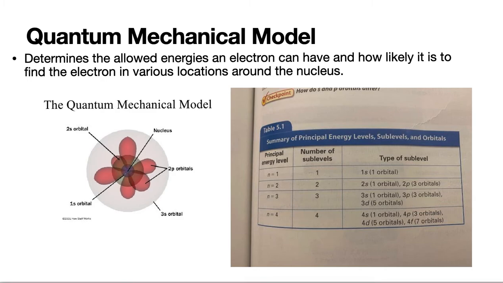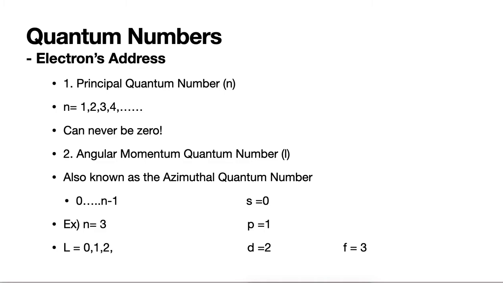Now moving on, talking about quantum numbers. Quantum numbers are basically the electron's address. The principal quantum number, symbolized by the lowercase letter n, is equal to 1, 2, 3, 4, and so on. It could be anything but 0. The next number, the angular momentum quantum number, symbolized by the lowercase letter l, is also called the azimuthal quantum number, and it takes the form 0 to n minus 1. For example, if n equals 3, l would be 0, 1, and 2. I'll explain what that means in a minute.